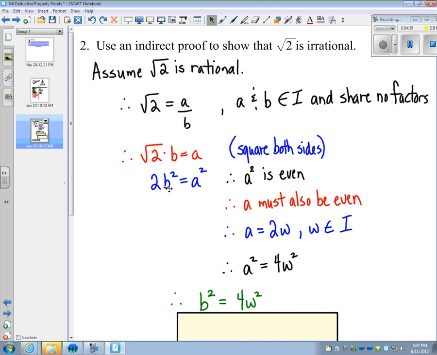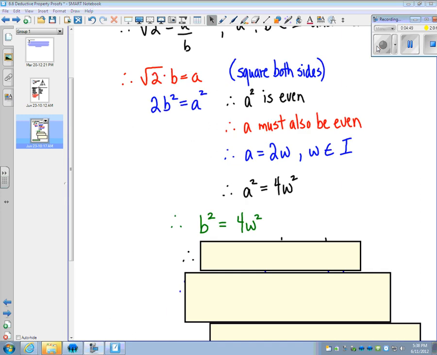If a is equal to 2w, I just lost myself for a second. I know what I did wrong. I forgot to write 2b squared here. Right? Because 2b squared equals a squared equals 4w squared. So 2b squared equals 4w squared, or b squared is equal to 2w squared.